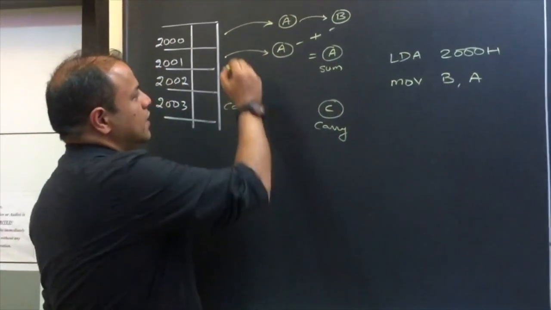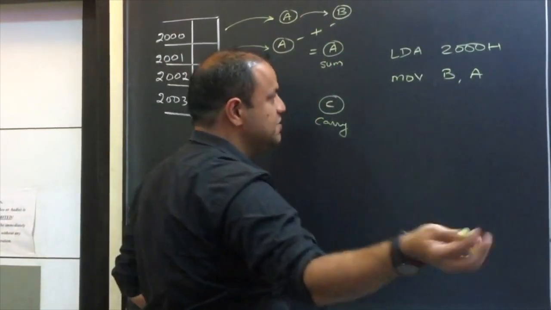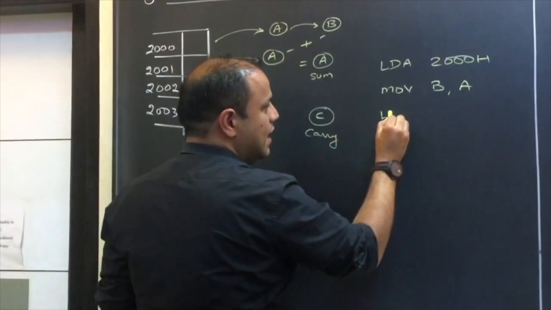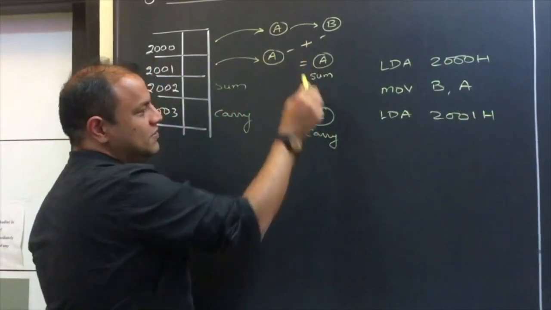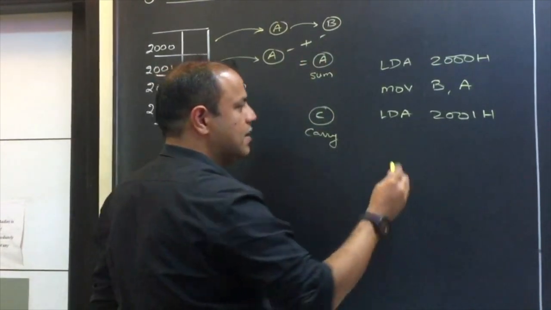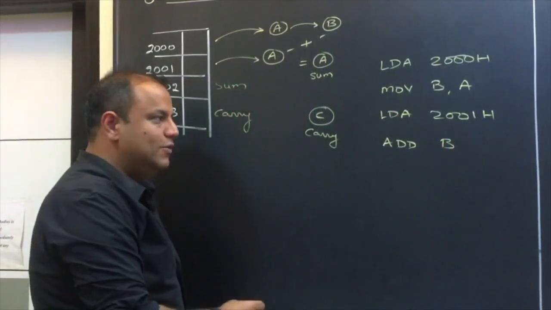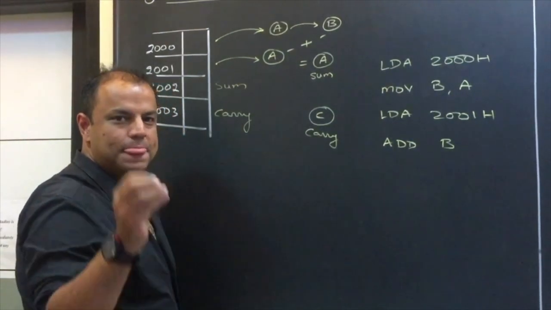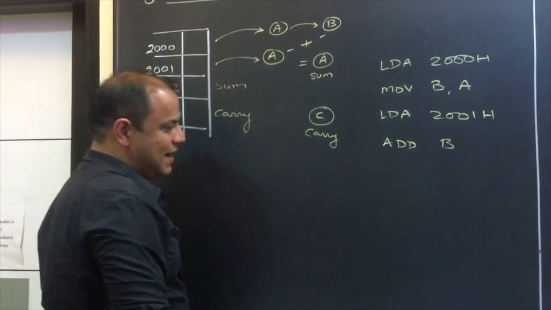Okay, so you took the first number in and transfer into B. Take the second number in A. Come on, give me the instruction. Second number in A. Good. LDA 2001. Now you've taken your two numbers in A and B. Now add A and B. Come on. Add B. Exactly. Now when you did this, who has what? A has the sum. The sum is in A. Store the sum at 2002.